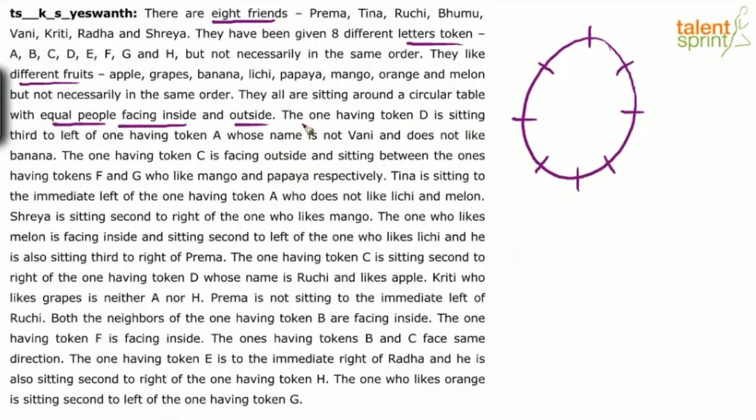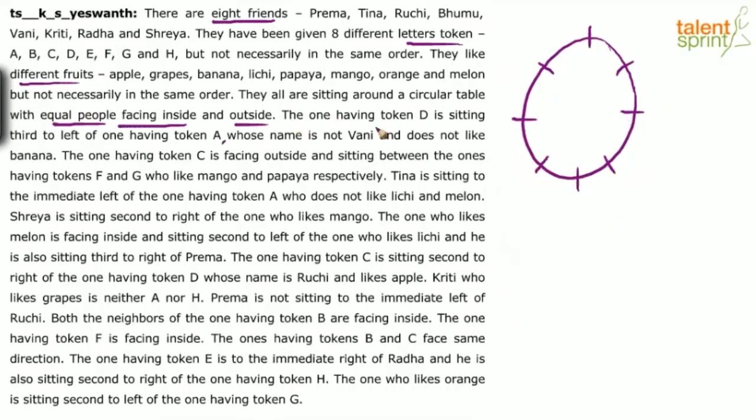For example, if you read the first point here, it says the one having token D is sitting third to the left of the one having token A, whose name is not Vani and who does not like banana. Well, if you want, you can start with this. But left of A will be decided based on A facing inwards or outwards. You know that when a person faces the center or inwards, left is clockwise and right is anti-clockwise. When a person faces outwards, left will be anti-clockwise and right becomes clockwise.